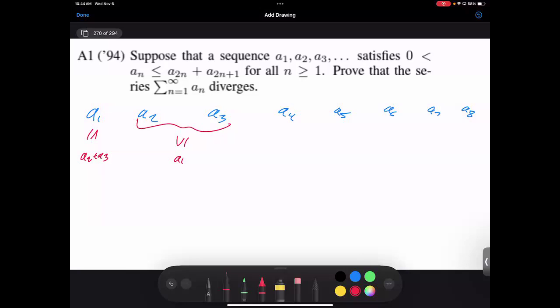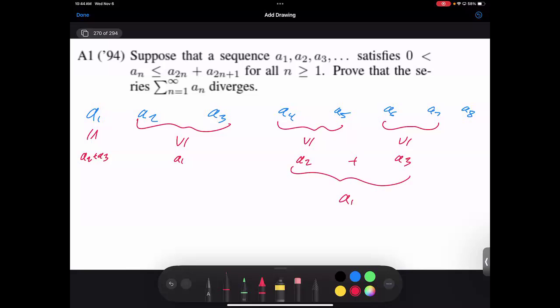I'm sorry? A4 and A5, the sum should be greater than or equal to A2. And what about A6 plus A7? And what about A2 plus A3? A1. So if I look at A2 plus A3, that sum is at least A1. If I look at A4, A5, A6, A7, that's at least A1.